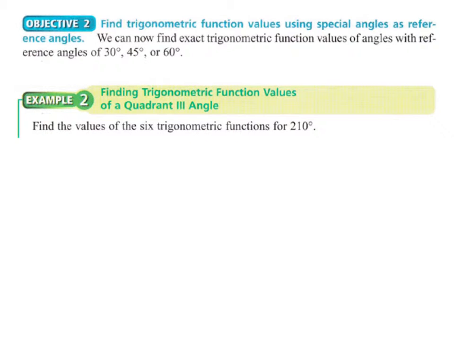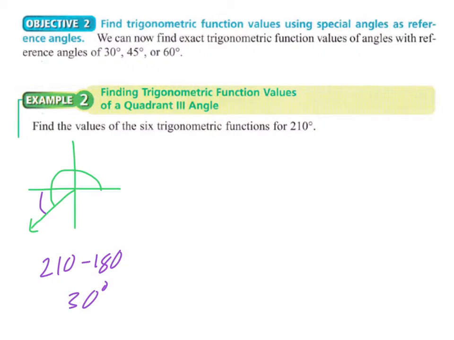So for this question we want to find all 6 trig function values for 210 degrees. First thing that we would want to do would be to come up with that reference angle. So 210 would be past 180. We'd be looking at how far past, so we do 210 minus 180. And we come up with a 30 degree angle. So this is 30 degrees, and so that's our reference angle. So reference is 30 degrees.